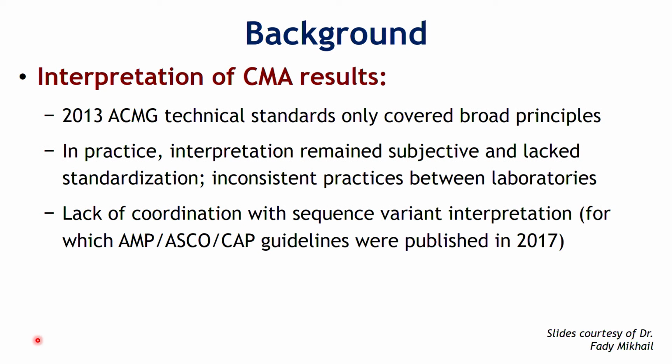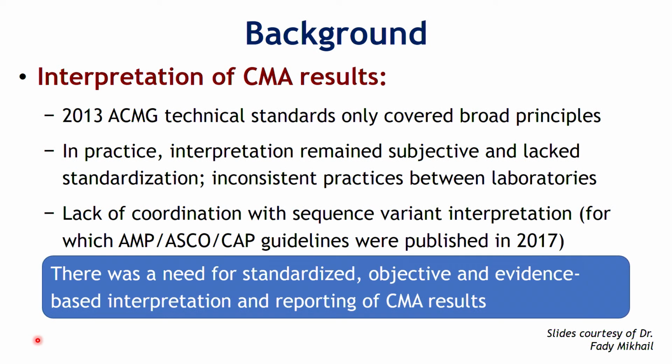There was also a lack of coordination with sequence variant interpretation guidelines, which were developed between AMP, ASCO, and CAP and were published in 2017. And as we know, interpretation of somatic copy number variants is more similar to interpretation of somatic sequence variants than maybe constitutional copy number abnormalities. It should use some principles that are more related to what we do for somatic sequence variants. So having this in mind, we realized that there was a need for standardized, objective, and evidence-based interpretation and reporting of chromosomal microarray results in neoplasia.